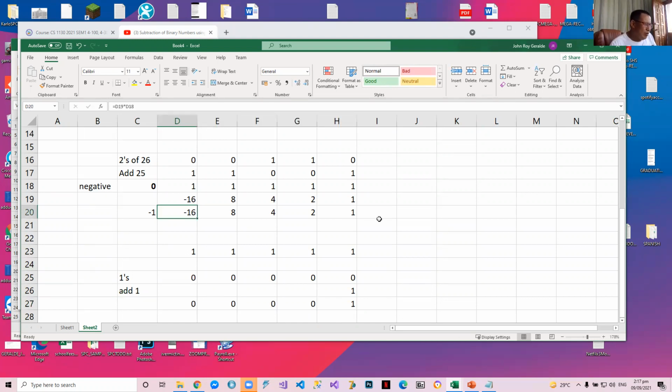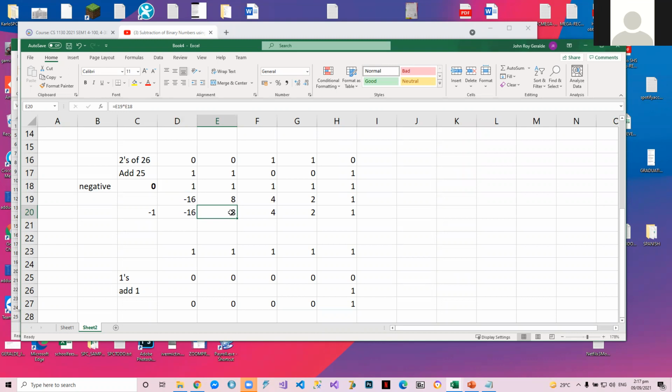What we do is we just compute normally, and assign a negative place value to the most significant bit. Do you follow? Why did we assign this a -16? Because we know that this is a 2's complement number. If it's not a 2's complement number, we will not assign it negative. You get my point?